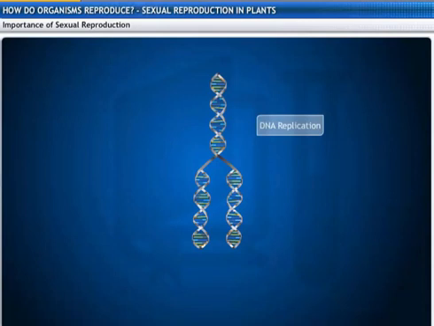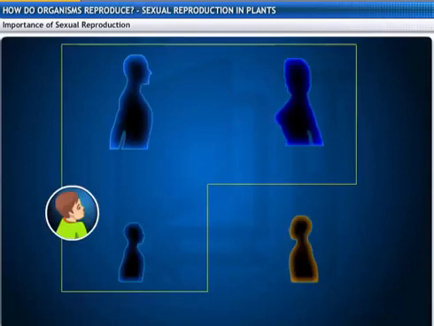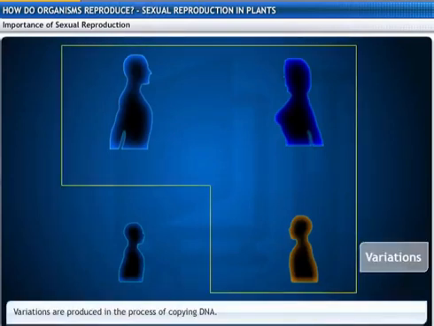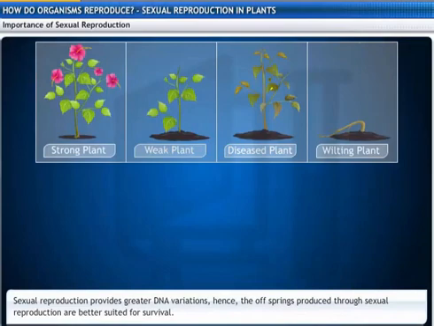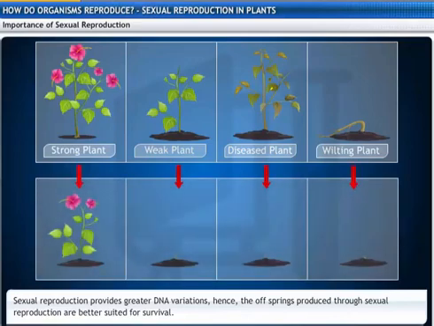Cells use chemical reactions to build copies of their DNA. Oh, I guess that's why children resemble their parents. Correct. In the process of copying the DNA, variations are produced. Sexual reproduction provides greater DNA variations. Hence, the offsprings produced through sexual reproduction are better suited for survival and provide a mechanism for selective adaptation to occur.